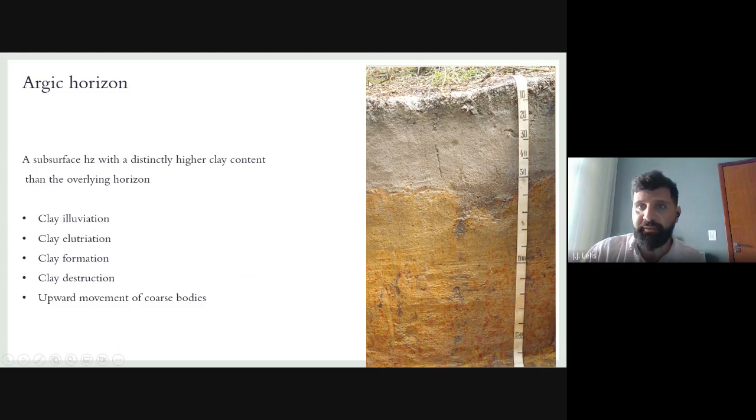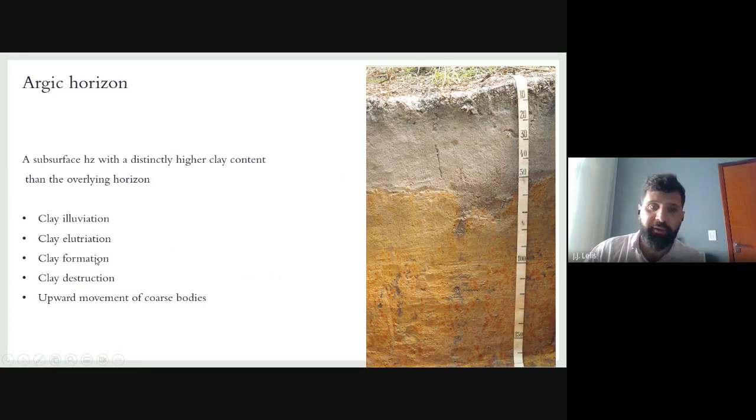We can also see the argic horizon associated with clay eluviation, that is, the loss of clay in the surface horizon because of runoff. In semi-arid and arid regions, it's quite common to have a lot of runoff because we don't have such dense vegetation cover, and water infiltration through the soil is not so high. So the high runoff starts to reduce the content of clay particles in the surface, and so creates a gradient of texture, a clay gradient between the surface and the subsurface horizon.